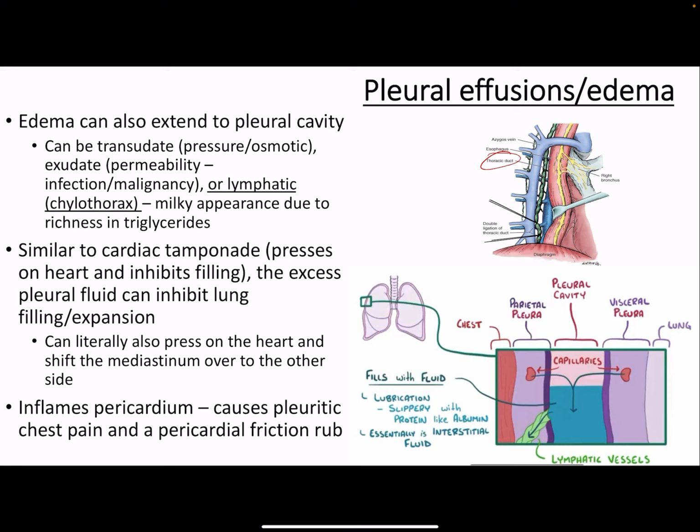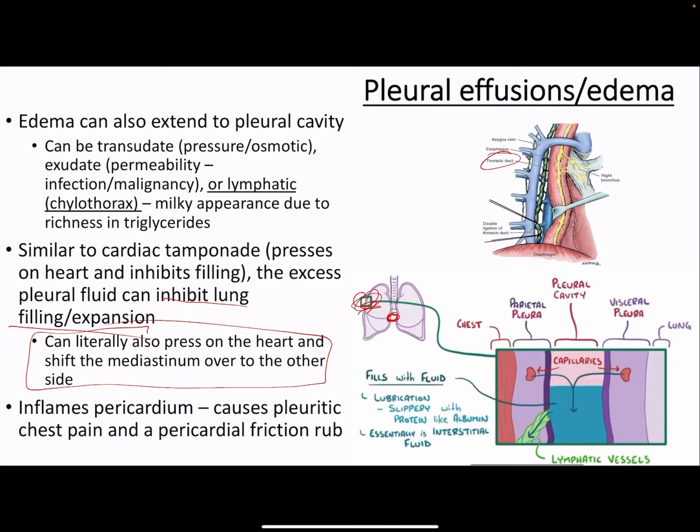So similar to cardiac tamponade, where you have filling of the pericardial sac, which presses on the heart, inhibits filling and inhibits contraction, similarly, all of this buildup of pleural fluid can push on the lungs and inhibit lung filling and expansion. If it gets too severe, it could even lead to atelectasis, so lung collapse. But it could also literally cause cardiac tamponade to some extent.